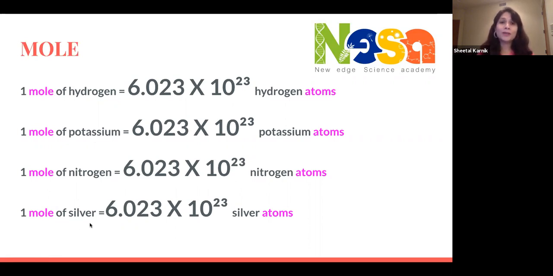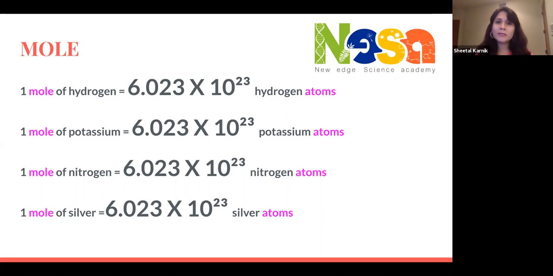And you know what? Go to the periodic table and pick out any element from the periodic table. And 1 mole of that element is always going to be equal to 6.023 times 10 to the 23rd number of atoms of that particular element.